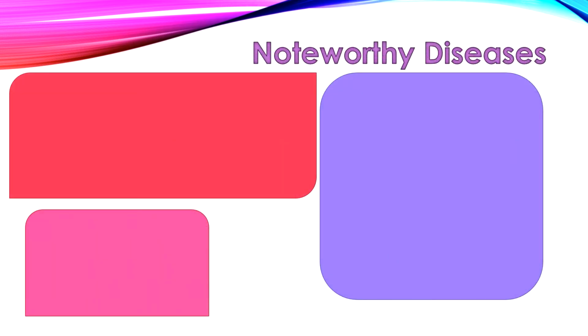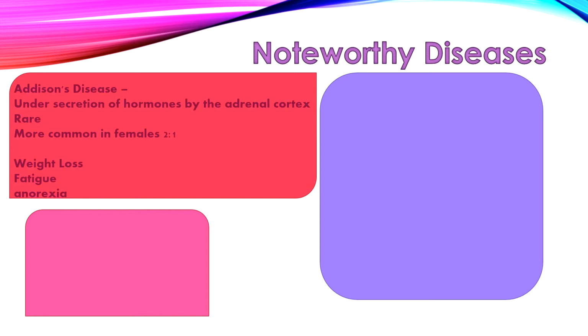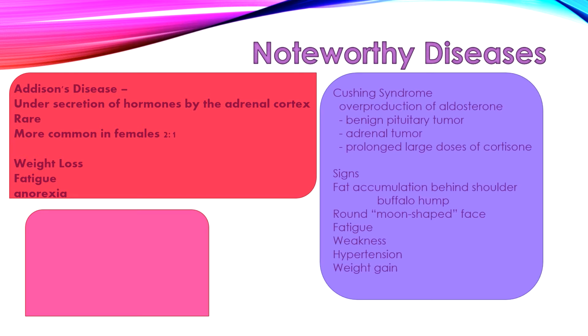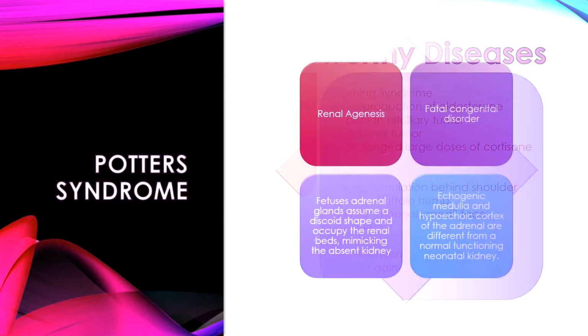This here is an adrenal. Here's just a few diseases that I came across when I was researching. Addison's disease is an undersecretion of the hormones by the adrenal cortex. It's rare, it's more common in females, 2 to 1. Cushing's is an overproduction of cortisol, mainly because of a benign pituitary tumor or an adrenal tumor. Conn syndrome is a benign tumor in the adrenal cortex, which is also very rare.